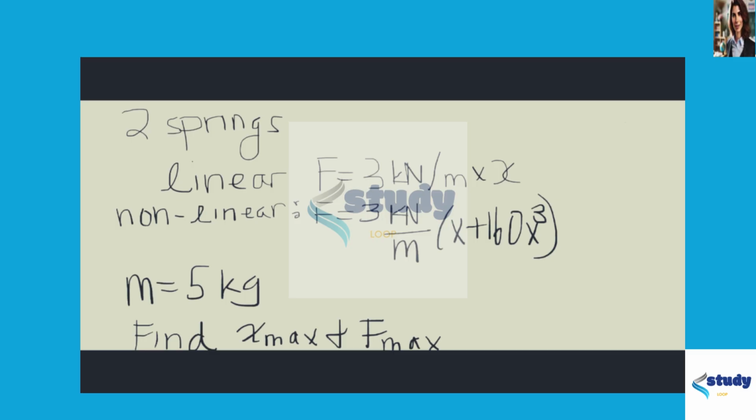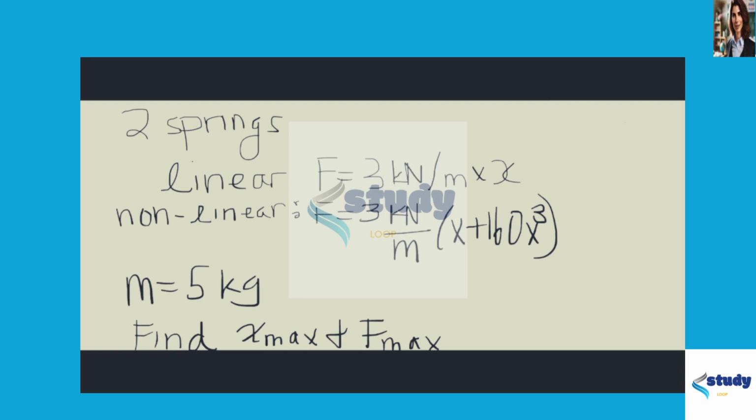Today we're going to be looking at the concept of work and kinetic energy. What we have is two springs. One is a linear spring with a force to displacement relation of the force equals 3 kilonewtons per meter times the displacement. And then we have a nonlinear spring where the force is equal to 3 kilonewtons per meter times the quantity x plus 160x cubed.